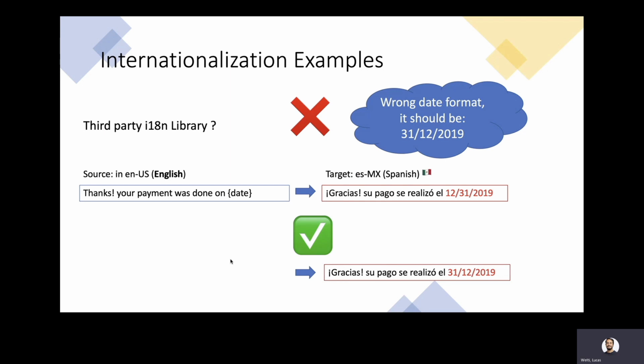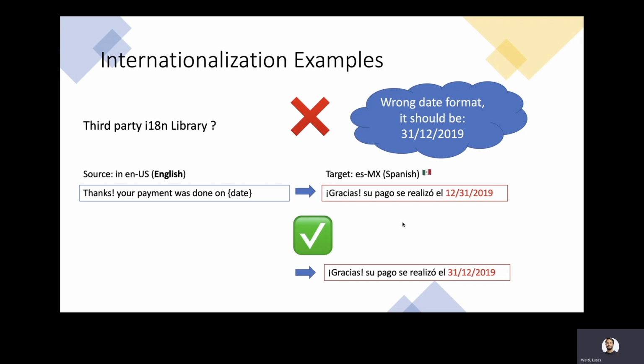On the left side, you can see the source. The source is in English. It actually looks perfect. You have the text saying, thanks, your payment was done, and then you have a placeholder, which will be used later for rendering the date. Okay, looks good. But if we go to the right side, we see the target is in Spanish, and the text says, gracias, su pago se realizó el.